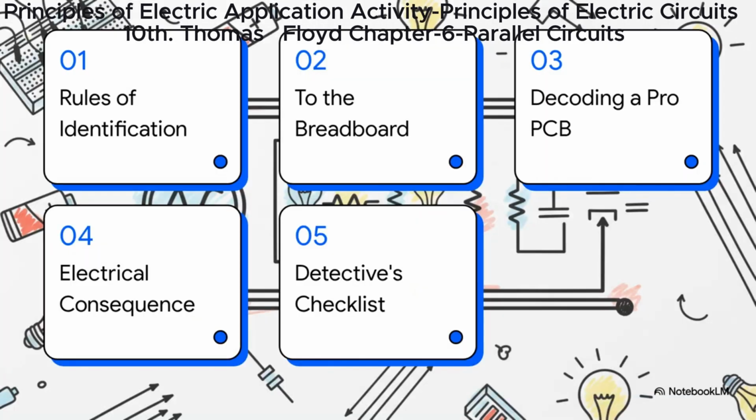So here's our game plan. First, we'll nail down the basic rules for identifying a parallel circuit. Then, we'll take those rules and apply them to a real breadboard. After that, we're leveling up to a professional circuit board. We'll figure out why this all matters by looking at the electrical consequences, and I'll wrap it all up with a simple checklist you can take right to the lab.